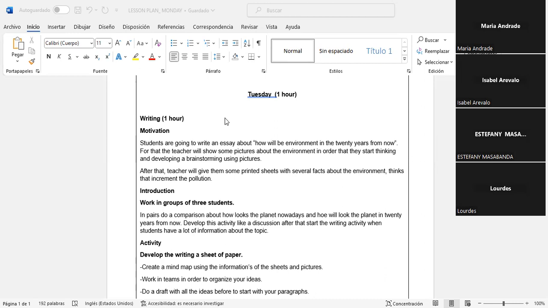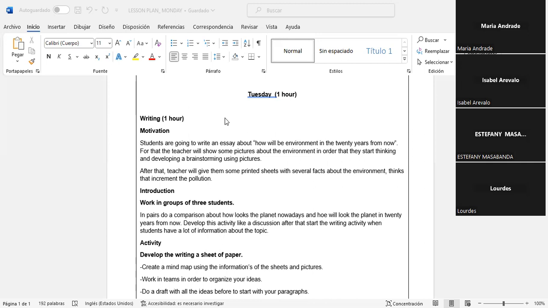As an introduction, I wrote that they must work in groups of 3. Okay, apart from that, in groups, they must do a comparison about how the planet looks nowadays and how it will look in 20 years from now. They develop this activity like a discussion, and in that part, they will present some ideas of the 3 students or 3 members.